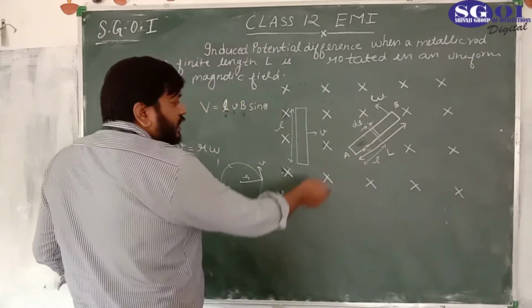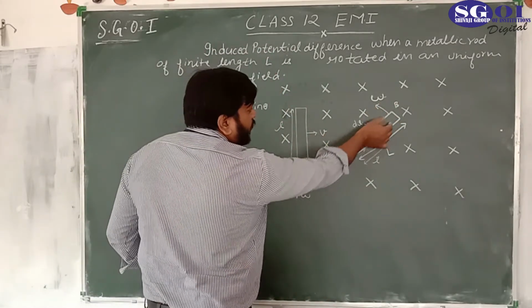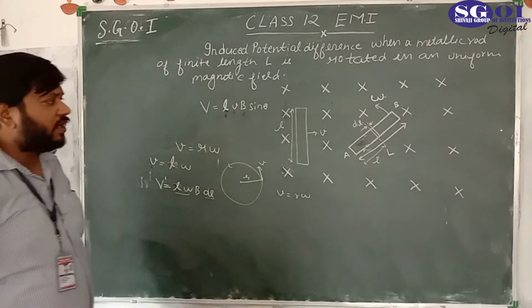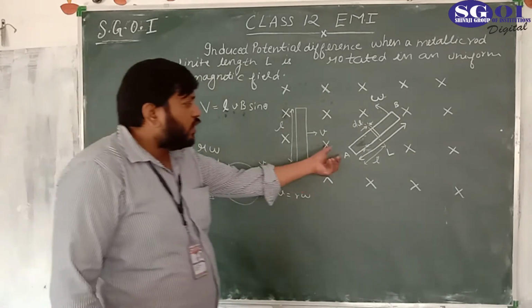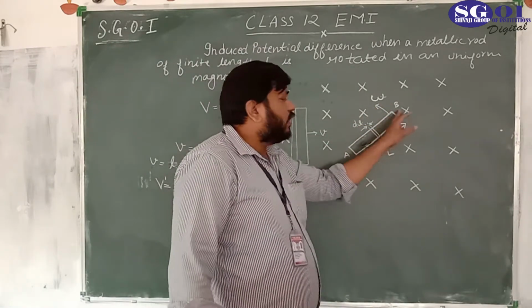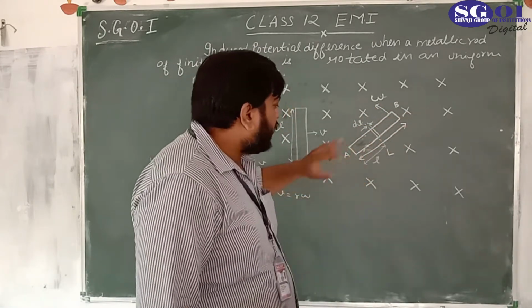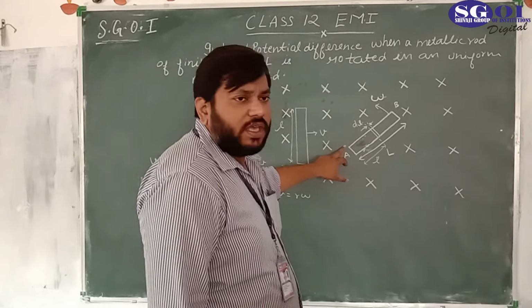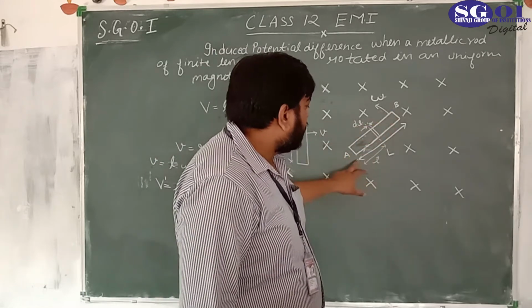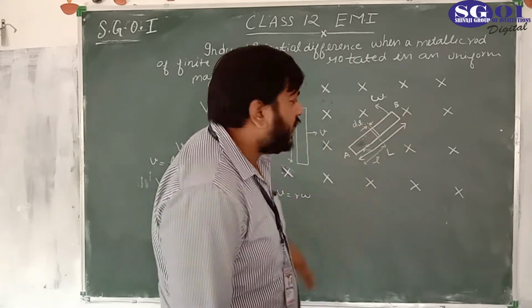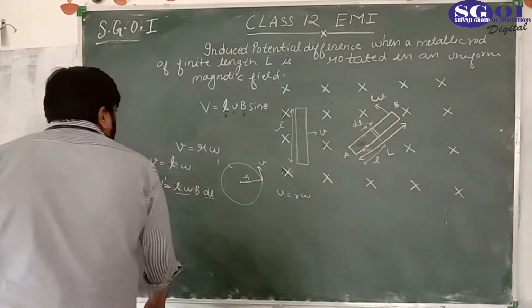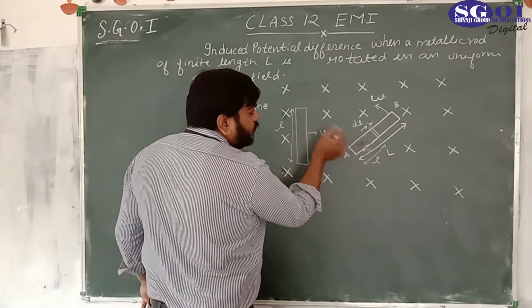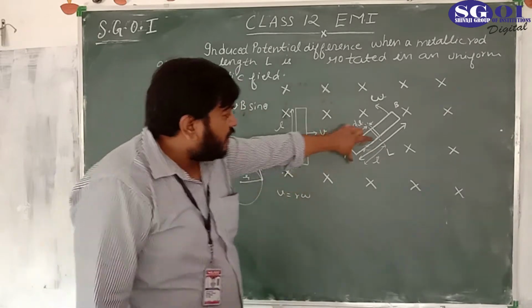In the same manner, all the small parts would contribute induced potential difference, and for the whole length we have to integrate from here to here. If we start from here, the length is 0 to L from the axis of rotation, because if the length element is at this point, then this l becomes 0.